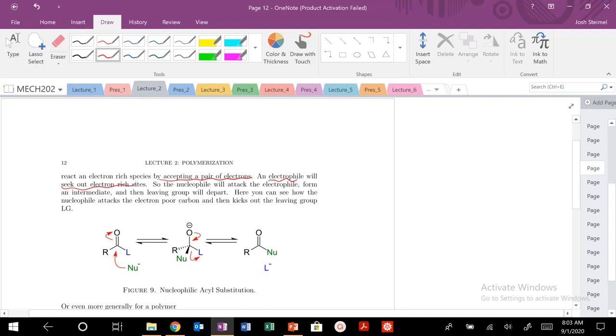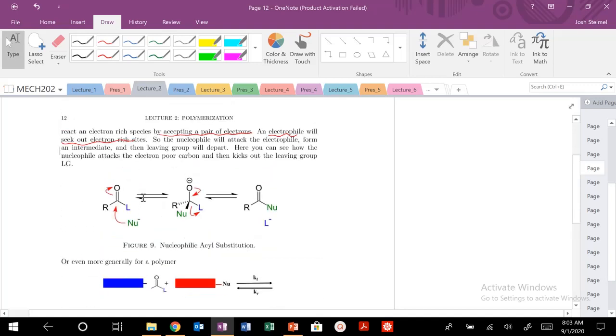This is a nice schematic of basically how nucleophilic acyl substitution works. Here's our nucleophile, which we just drew here. This L is called a leaving group, LG, but this is just L. You have our R, and this is just an example or a schematic of some of the types of acyl groups that you'll deal with.